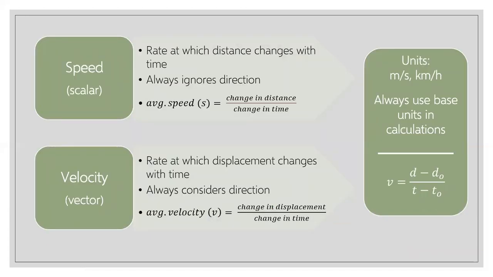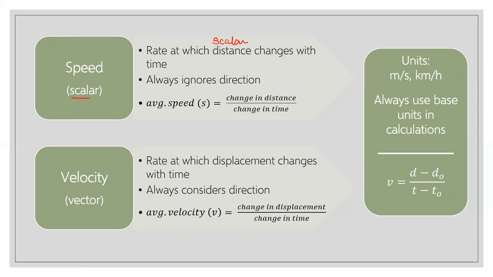Another two quantities that we have to compare are speed and velocity. Speed is the rate at which distance changes with time. Because distance is scalar, speed is also scalar, so no direction.